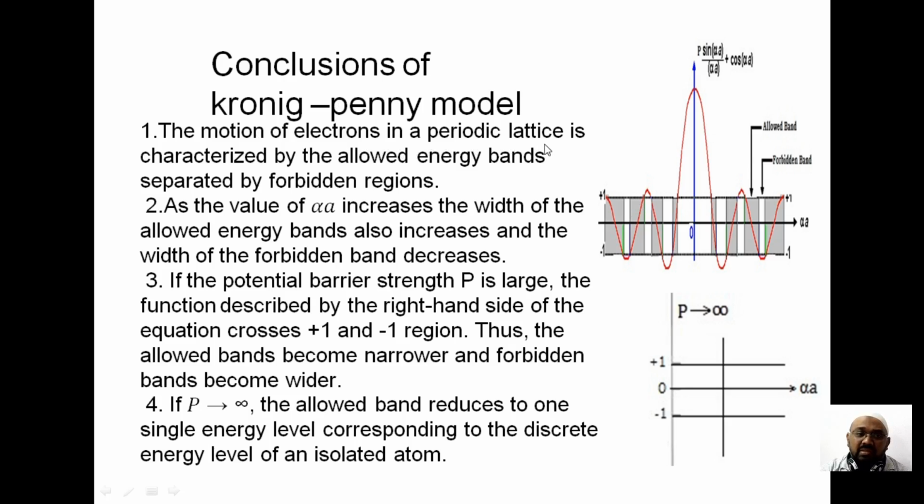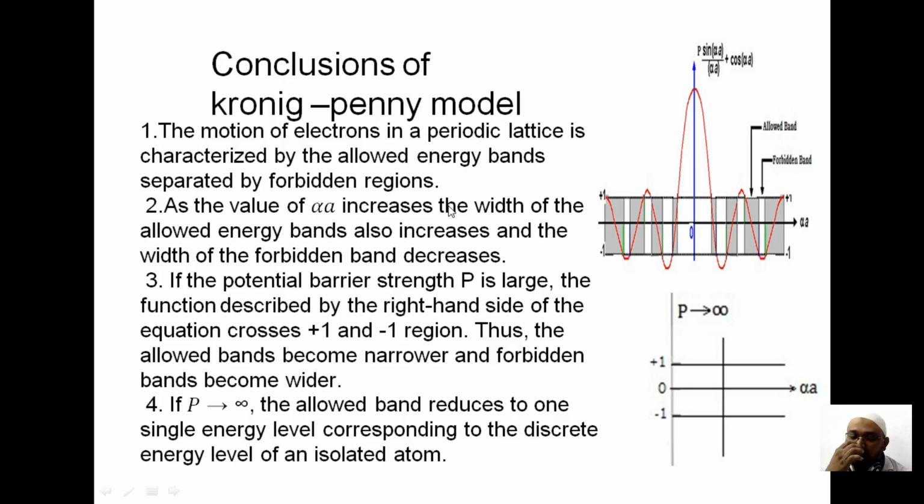When I say periodic lattice, why am I saying periodic lattice? Because the atoms or molecules or the ions are arranged inside the crystal in a particular format that is called periodic format. So a periodic lattice is characterized by allowed energy bands separated by forbidden regions.